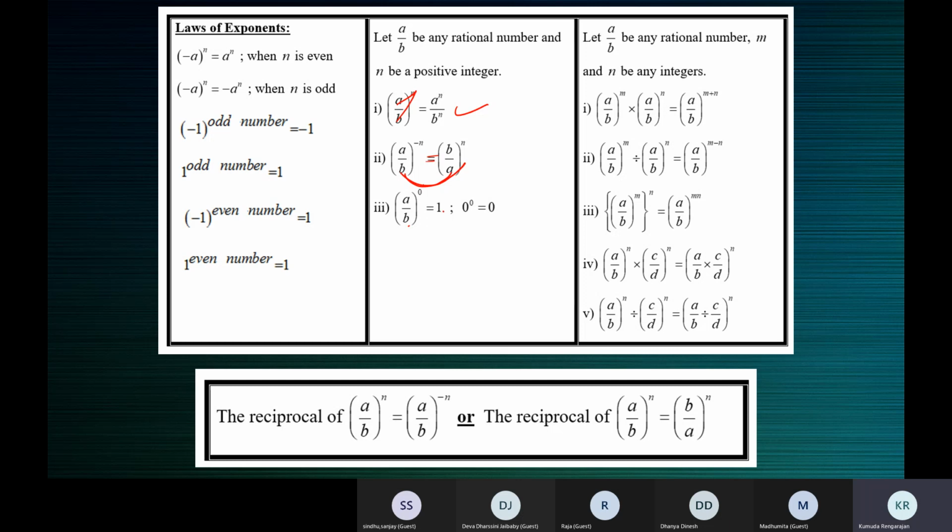A by b raised to the power 0 is 1. Anything raised to the power 0 is 1, but 0 to the power 0 is not 1, it is 0.